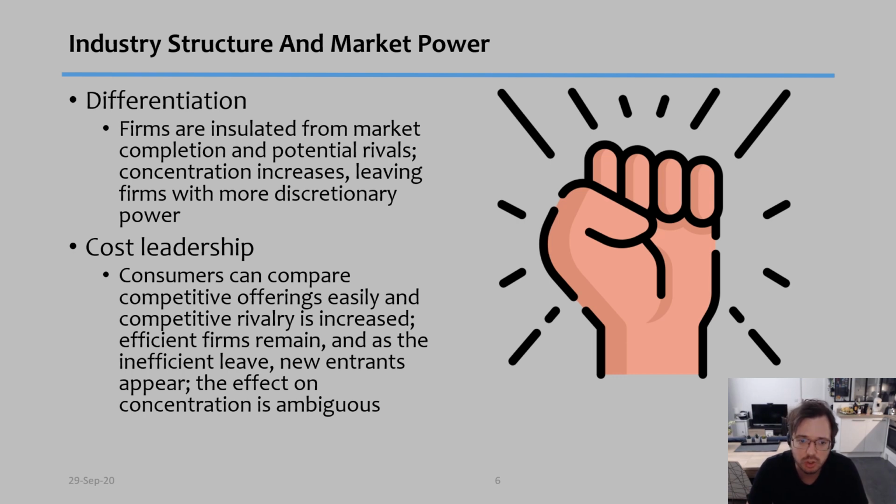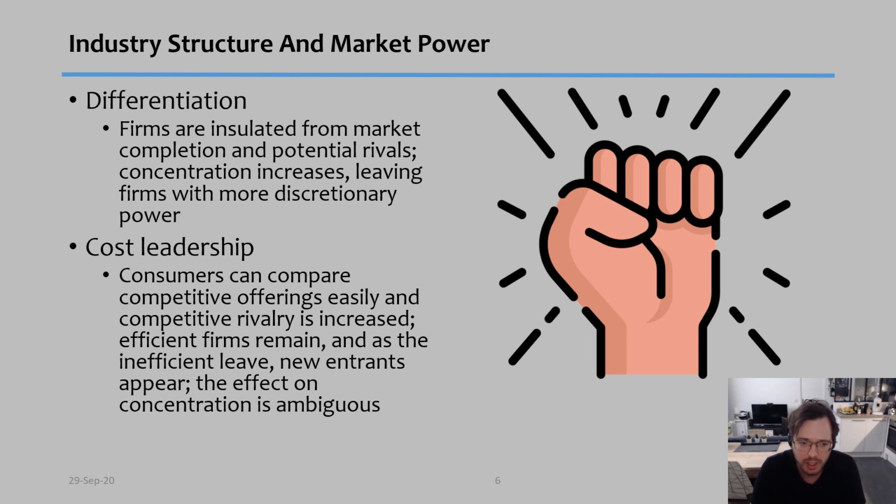All right, so on the other hand, if you have an industry that is very dominated by cost leadership, then consumers will tend to compare the competitive offerings more easily, and competitive rivalry is increased. In other words, in an industry with cost leadership, we tend to see much more competition and therefore much more comparison between products and services by the consumers, like we saw, for example, for the restaurant industry.